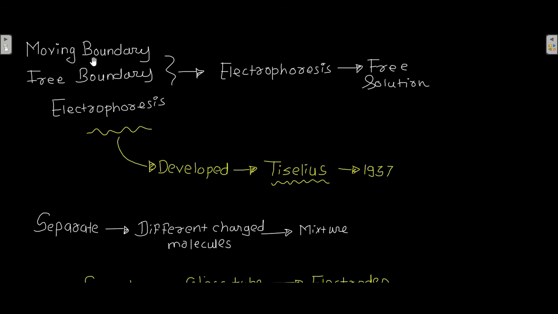Now, moving boundary electrophoresis, which you also call free boundary electrophoresis, both are the same terms, is the electrophoresis which is carried out in a free solution. So the electrophoresis taking place in a free solution is your moving boundary or free boundary electrophoresis. And this type of electrophoresis was developed by Tiselius in 1937.